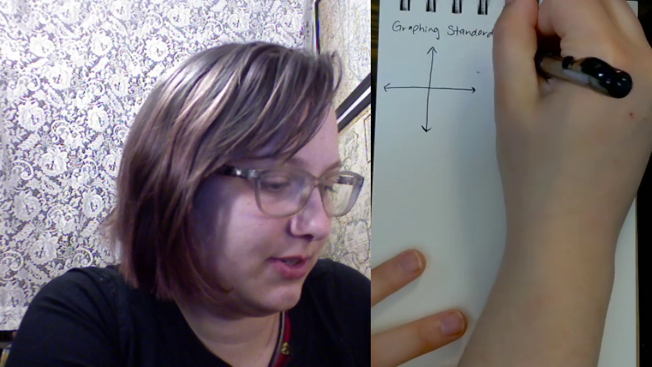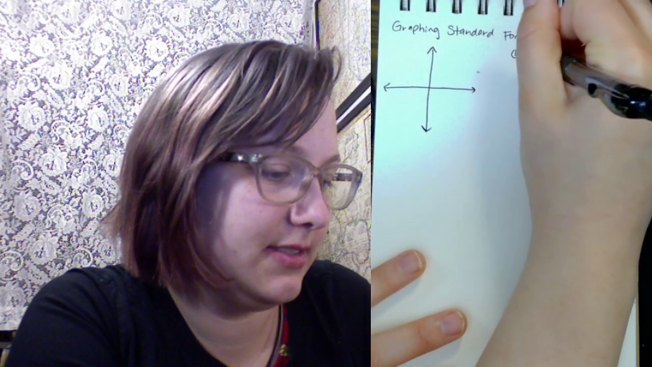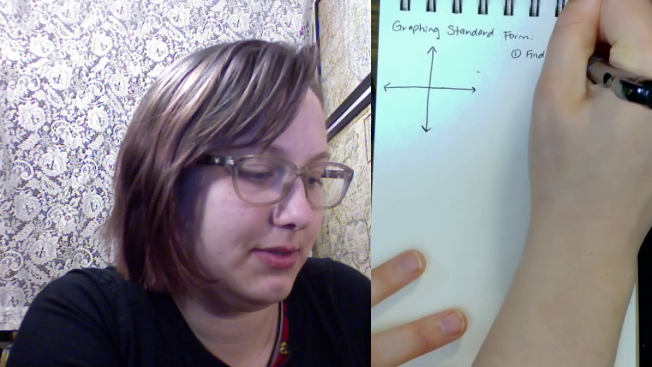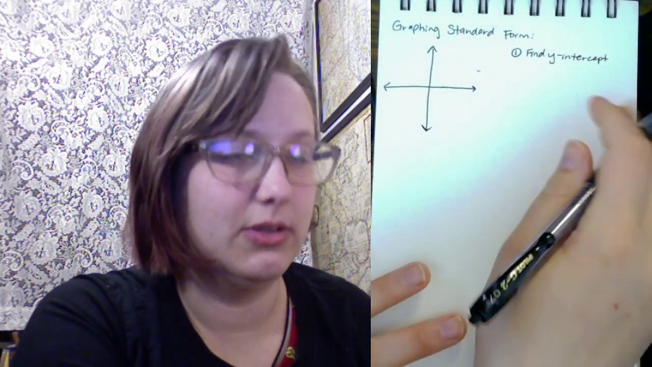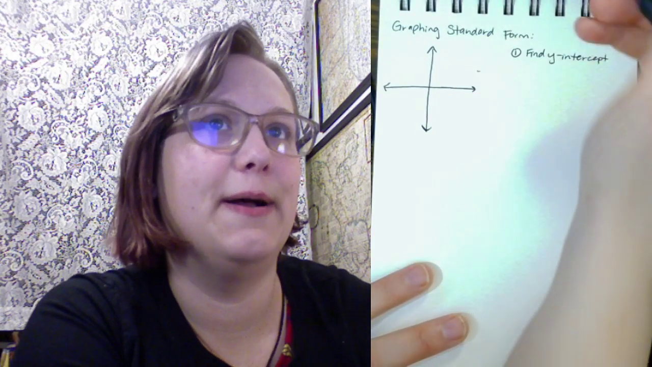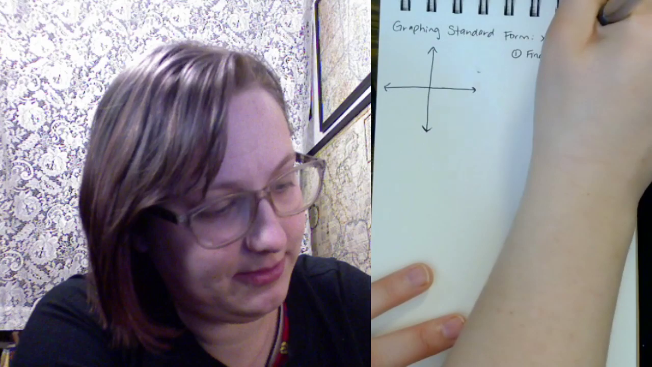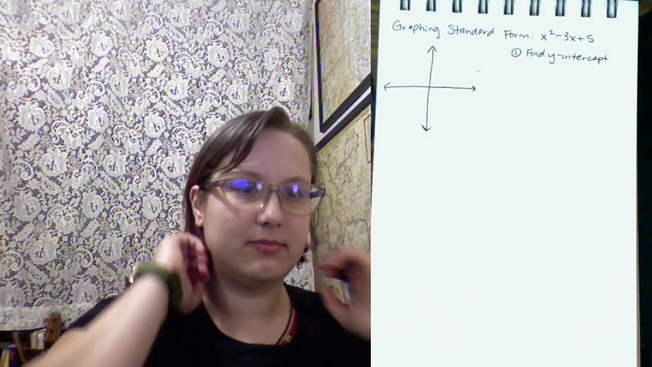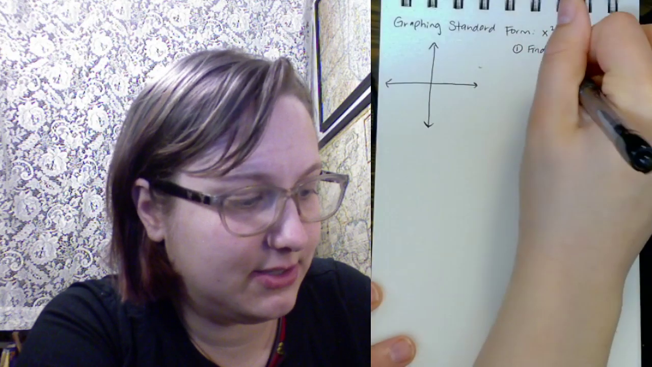So what we do is we first of all find the y-intercept. I need an equation: x squared minus 3x plus 5. So I find the y-intercept. That's the very last number. So the y-intercept in this case is (0, 5). So I'm going to put that point here.